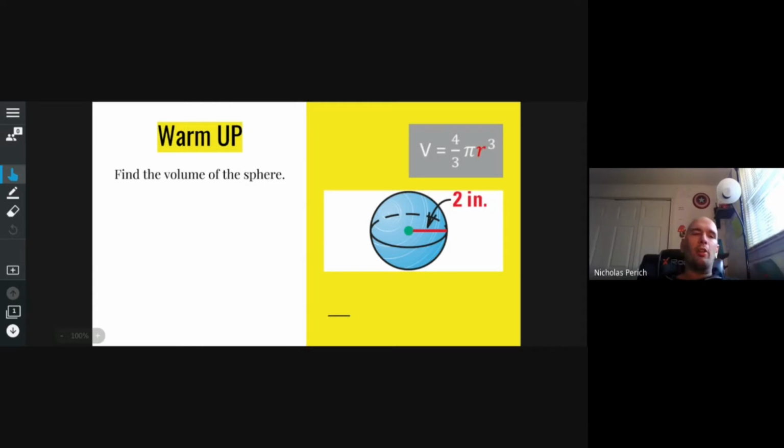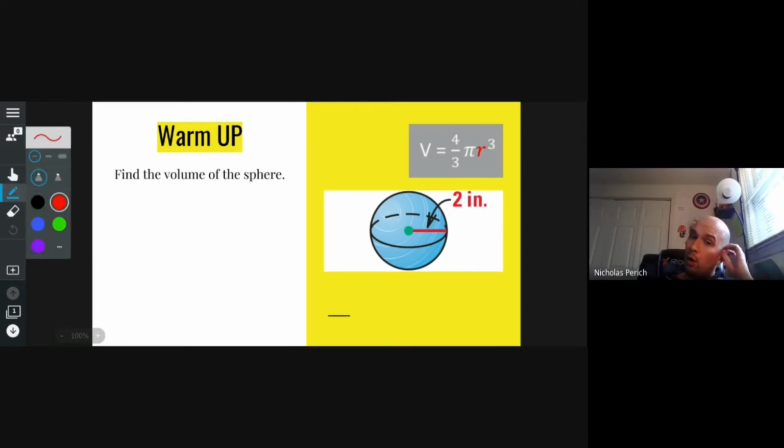Still, I'm sorry. All right, this is a sphere, and I am to find the volume of a sphere. Actually, it may not be a bad idea. Yep, you know what? I am going to do that. I'm going to get my calculator off to the side.